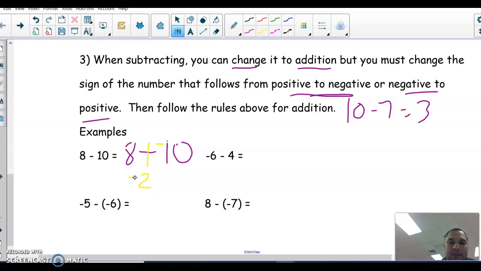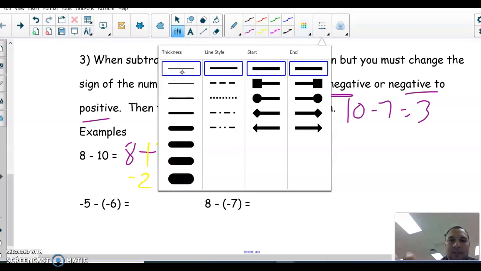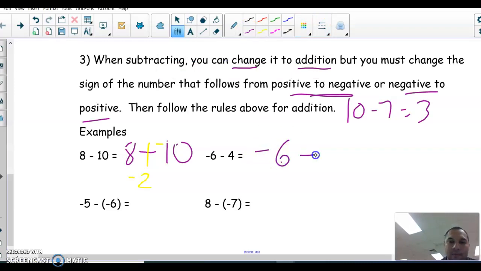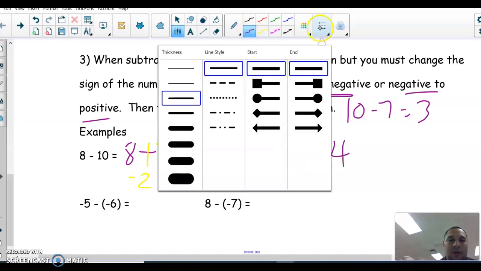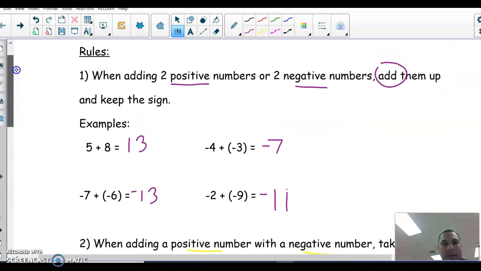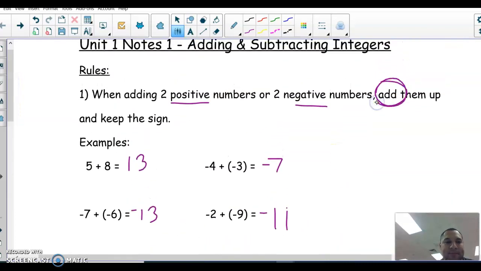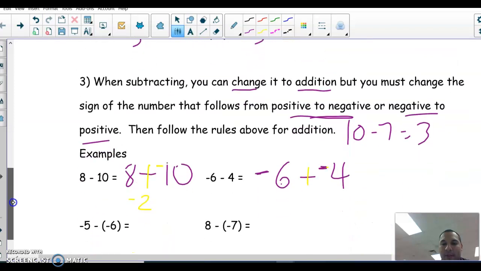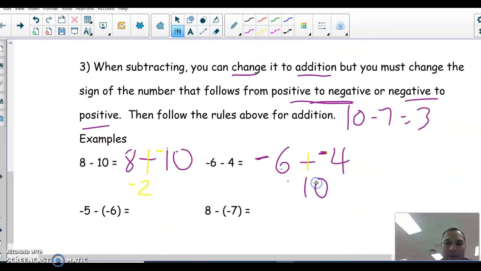All right, this next one, negative 6, take away 4. So again, if you're comfortable doing it, subtract it. If not, we can change it to an addition problem. Addition, and now this is negative. So change the operation and change the sign of the number that follows. So it's an addition problem with the same sign, so we can follow the rules up here. Same sign, add them up. Keep your sign. 6 and 4 is 10. They are both negative.